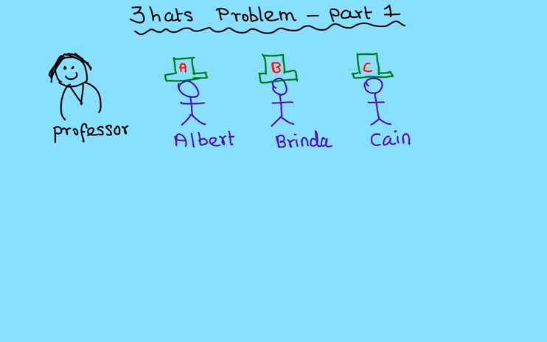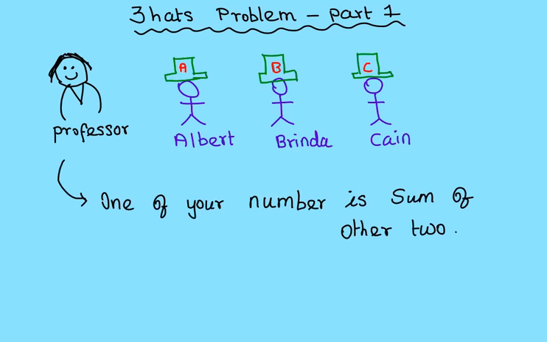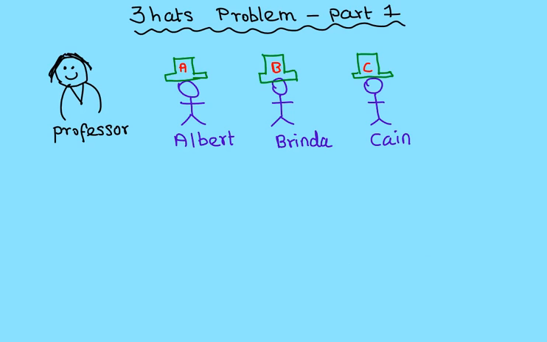Now the professor says, one of your numbers is the sum of the other 2. That is, A equals B plus C, or B equals A plus C, or C equals A plus B. Having said that, now he asks Albert, Brinda and Cain in order whether they know their own number.